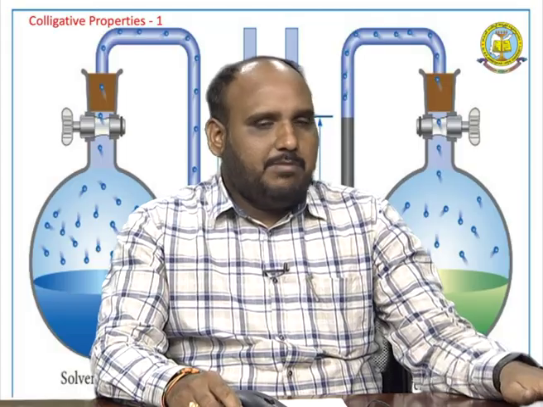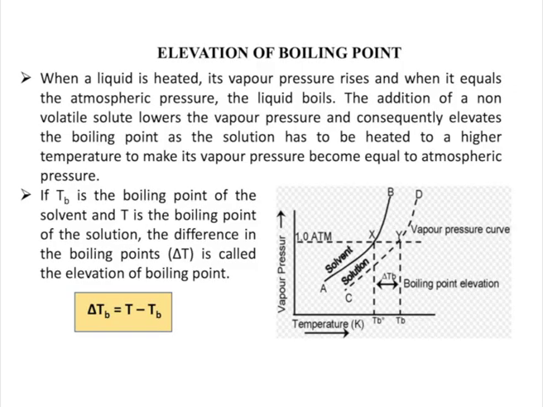Then coming to the elevation of boiling point. Elevation of boiling point is also one of the colligative properties. The name itself indicates elevation, that means an enhancement of the temperature. Boiling point means temperature. First we have to know what the boiling point is, then how it increases for solutions, and how we apply the elevation of boiling point concept to solutions.